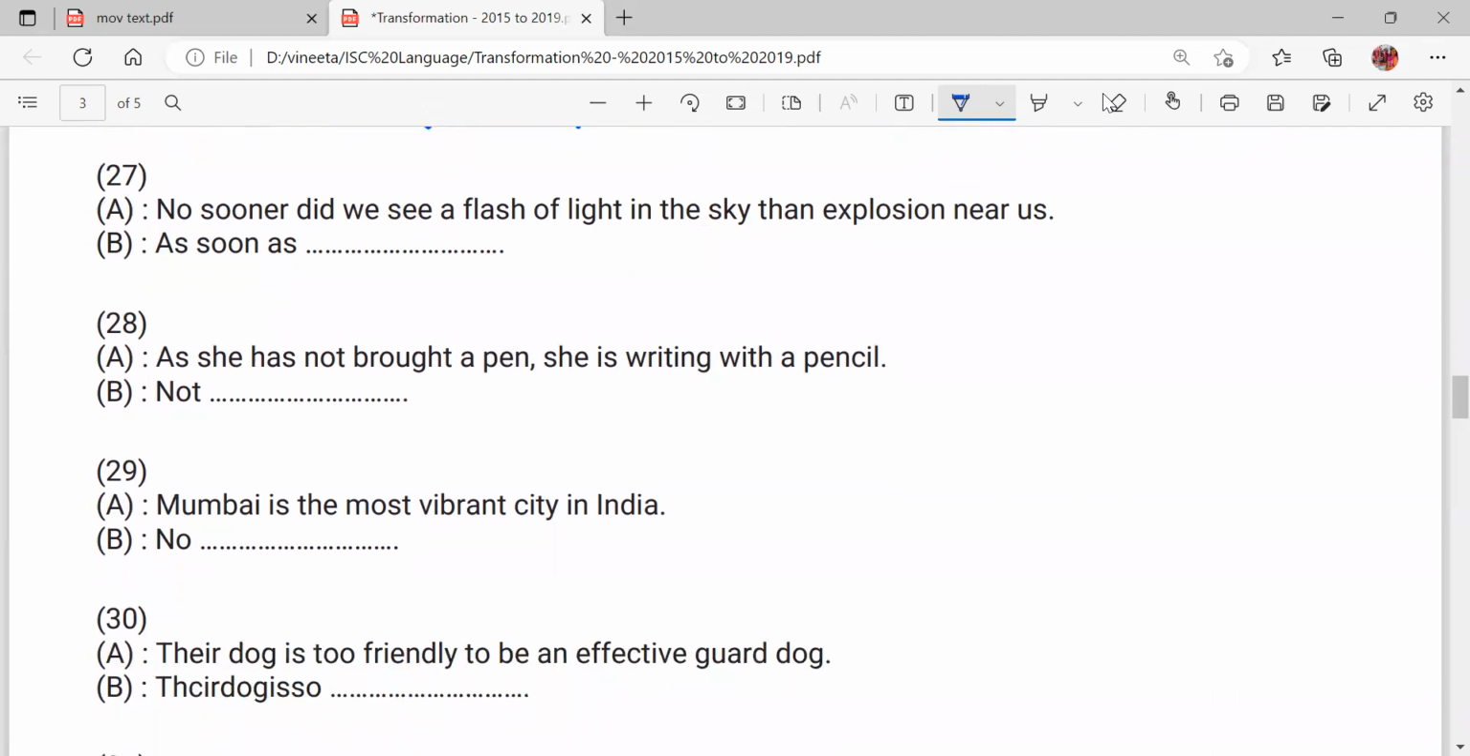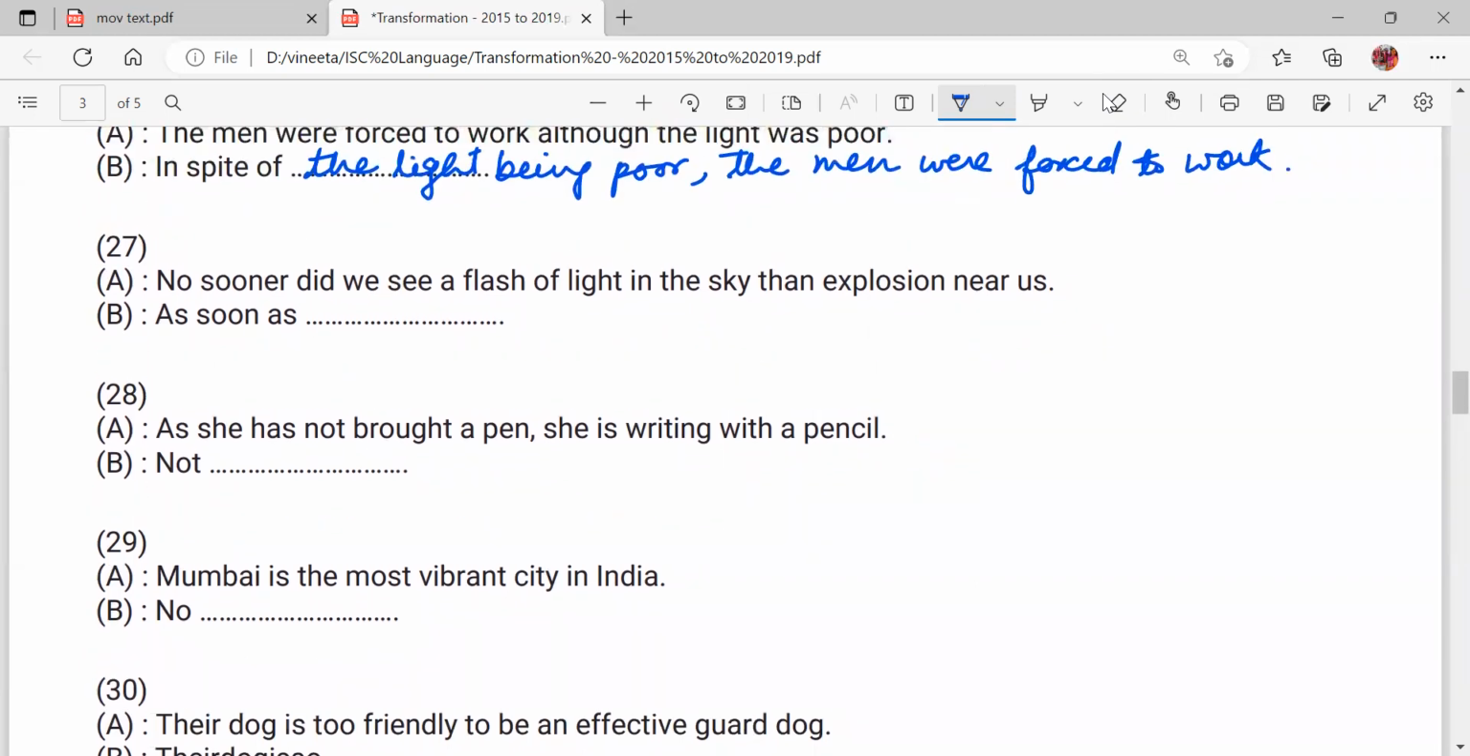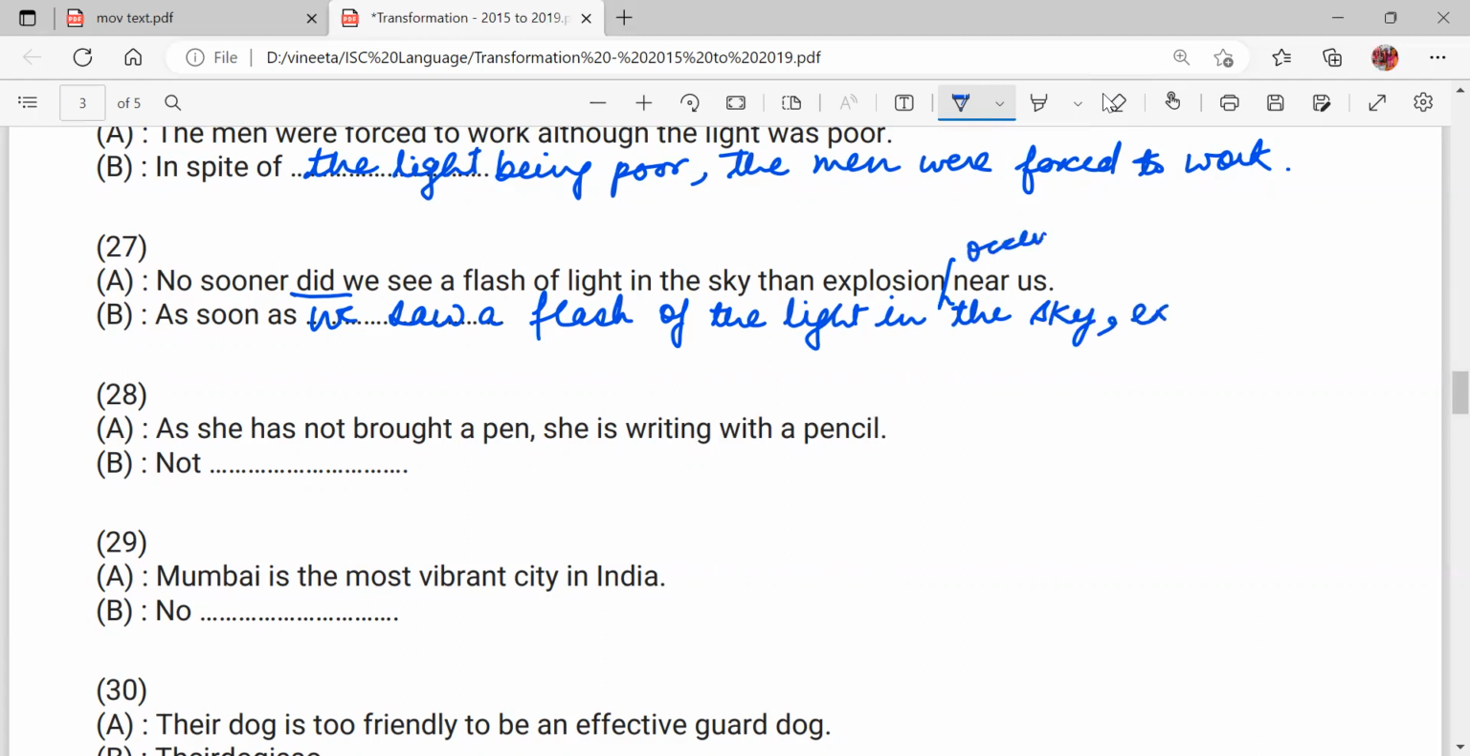No sooner did we see. Now again, see, they have given it in reverse form. Here you are given no sooner and you have to change it into as soon as. No sooner did we see a flash of light in the sky than an explosion occurred near us. So, as soon as we saw a flash of light in the sky, an explosion occurred near us, right?